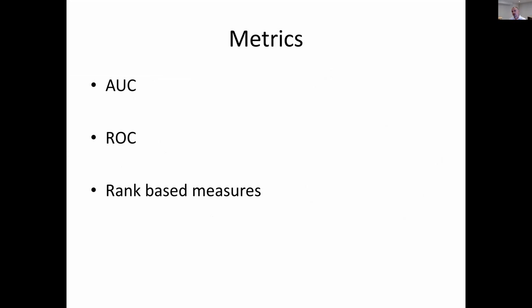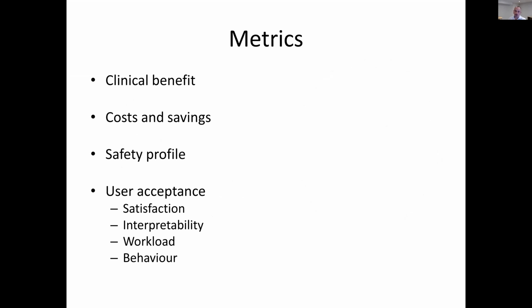Other commonly used metrics are the area under the curve, other metrics obtained from the receiver operating curve, or rank-based measures, but a lot of these have little relationship to clinical medicine. So perhaps better metrics are looking at the clinical benefit of using a model. How does it influence patient outcomes? How does it influence physician error and physician efficiency? Can we look at costs, both direct and indirect, and savings to the healthcare system? Should we evaluate, or can we evaluate, the safety profile?